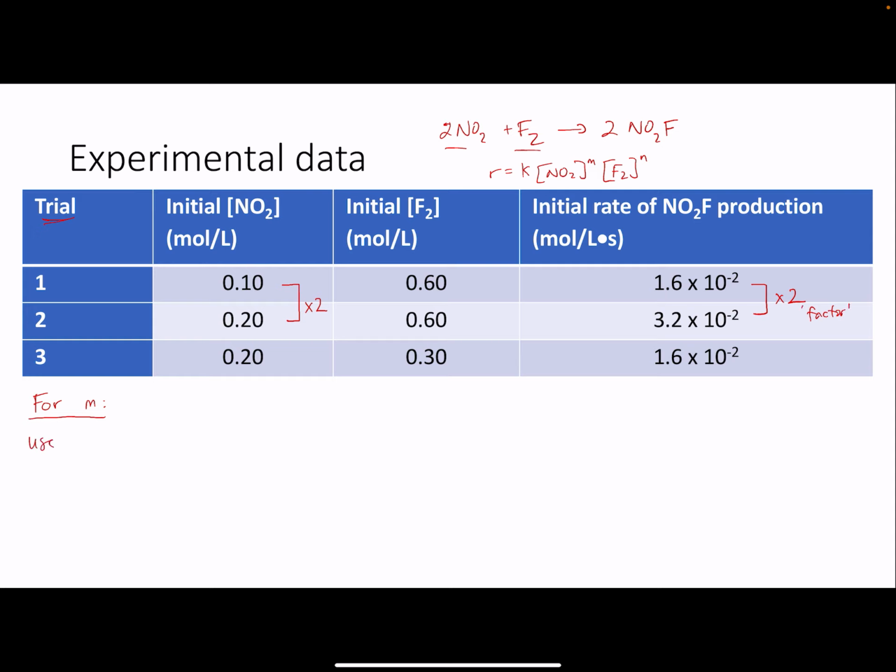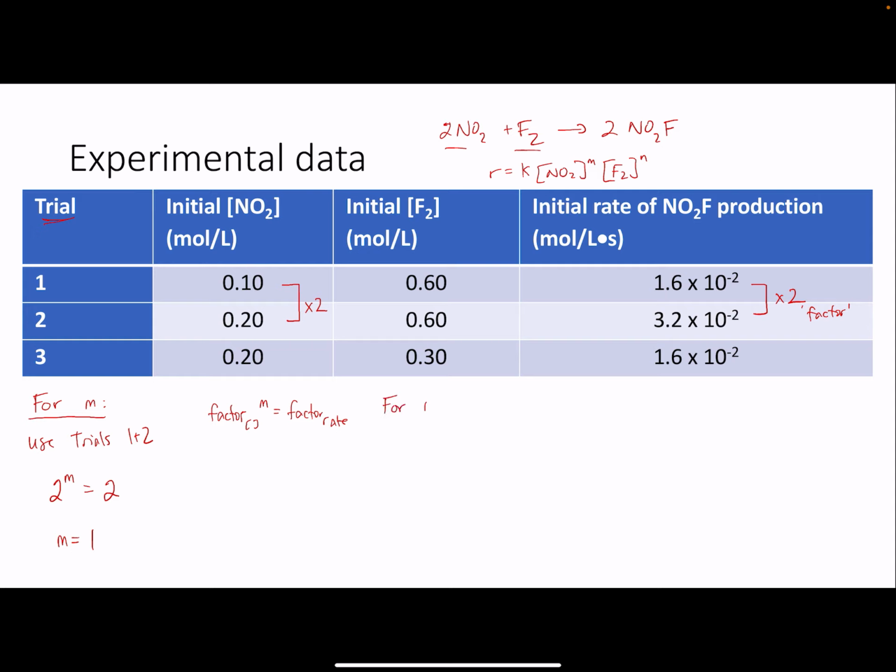So for m, we use trials 1 and 2, because F2 stays the same, and that's what m is part of. And if you remember that formula we talked about, the factor that the concentration changed by, to the power of the exponent, is equal to the factor that the rate changes by. In this case, the concentration was doubled. We're trying to find the exponent, and when it was doubled, the rate was doubled. So an equal change in both means that it's a first order reaction. So the exponent is 1.